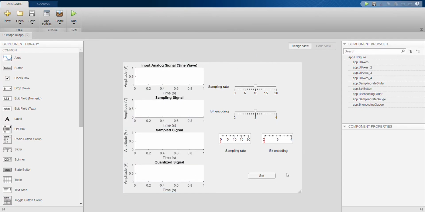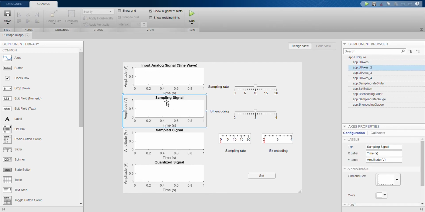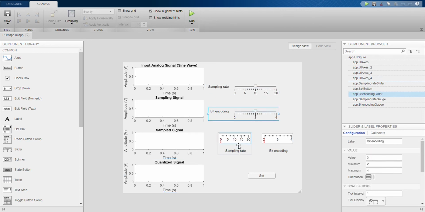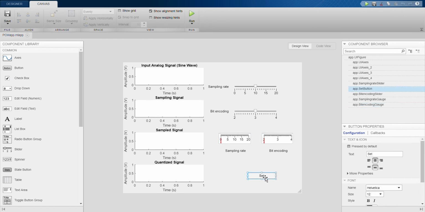Here we have the GUI for the PCM modulation. This is the input signal, the sampling signal, sampled signal, and quantized signal. And here are the user inputs, which are the sampling rate, which equals the sampling frequency since the input sine wave is f equals 1, and the number of bit encoding, and these two gauges show the current sampling rate and bit encoding. This set button is used so that the new settings can be used to plot the graphs.